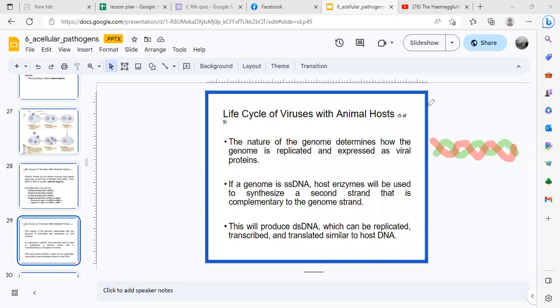So gamit itong double-stranded DNA, gagawa ka ng messenger RNA based on dun sa isang strand.